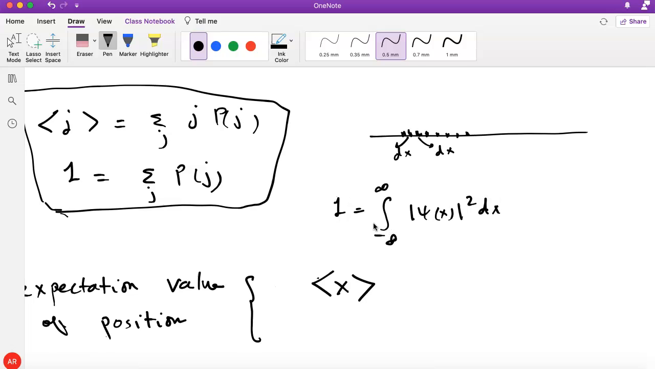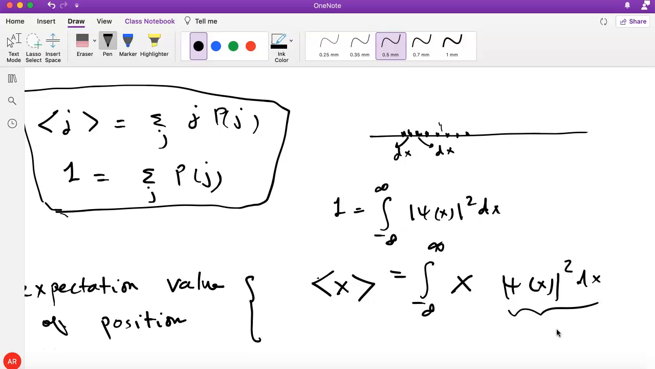Basically, inside this sum, we just multiply each probability by the value of x. So let's say each of these intervals is at position x. If the interval is really tiny, we can pick its middle and say that that's where it is. So that's going to be given by the integral from minus infinity to infinity of x times psi x squared dx. This is the continuous analog of p of j, and this x is the continuous analog of j.